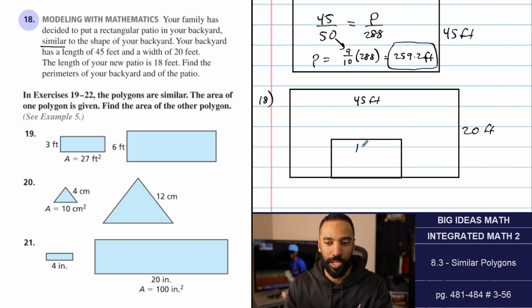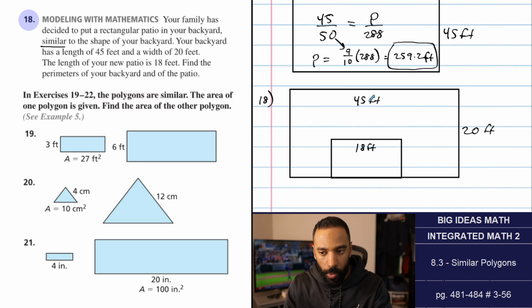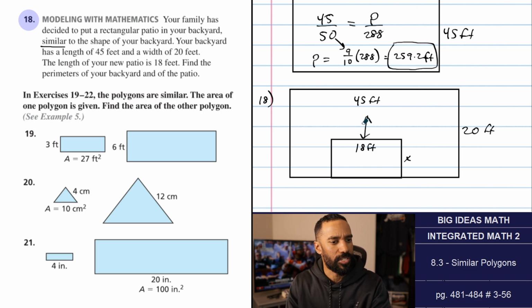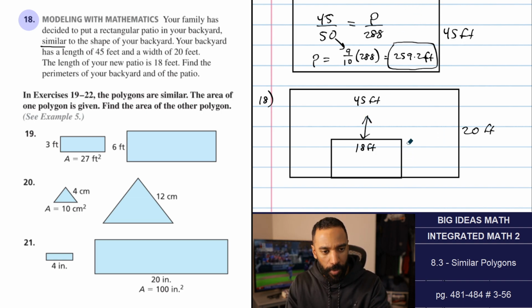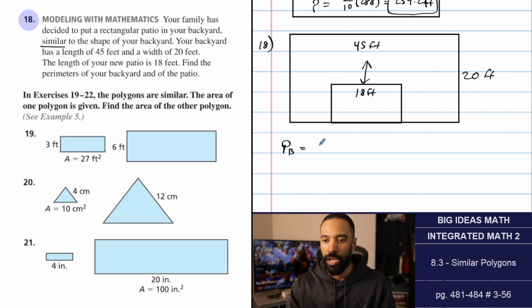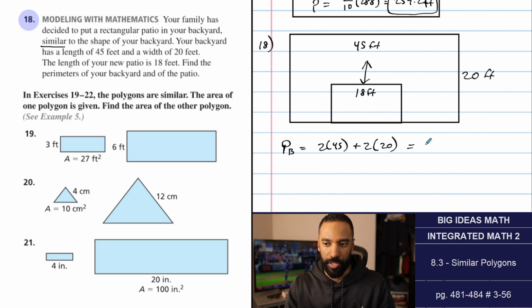So it's all about parts that correspond. This is 18. This corresponds with the 45. Our unknown, which we don't really need to know, would be x in this case. We need to do the same thing we did before: find the perimeters of your backyard and the patio. So the perimeter of the backyard, P sub B, is two 45s and two 20s. Hopefully you know how that works for rectangles. 90 plus 40 is 130 feet.